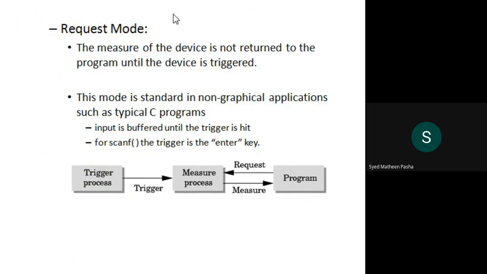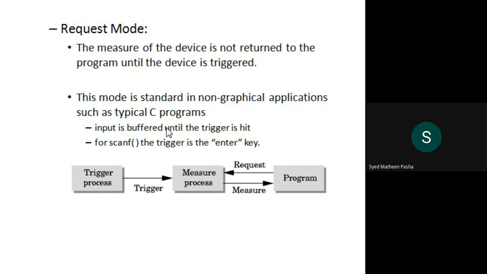You can check this measure as well as trigger which is being used in an application. If you are using it in an application, both are always linked here. The measure of that particular device is not returned until the device is triggered. So when the device is triggered, in the sense of giving an output, till that point the measure cannot be executed. This mode is standard in non-graphical applications such as C programs. That is, request mode is usually used in our C programs. It is not used in graphical applications, but with non-graphical applications we can use request mode.